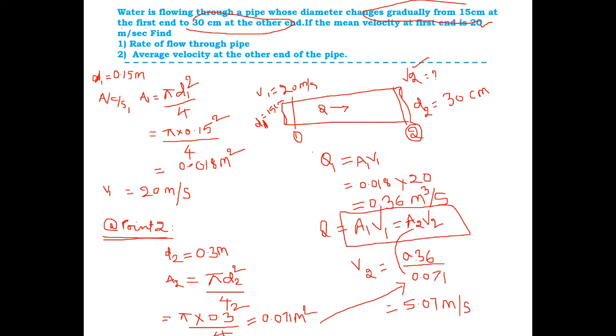Clear? Okay, you got a velocity at point 2, that is 5.07 meters per second. Now you find discharge is 0.36 meter cube per second. Clear? Understood? Right. Next problem.